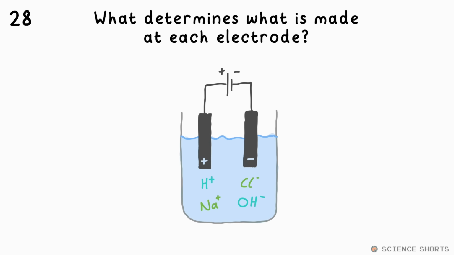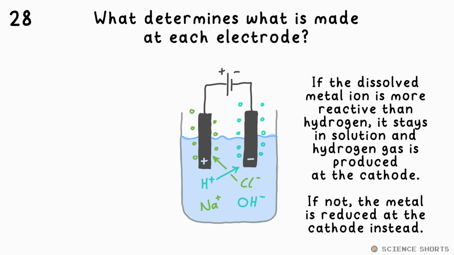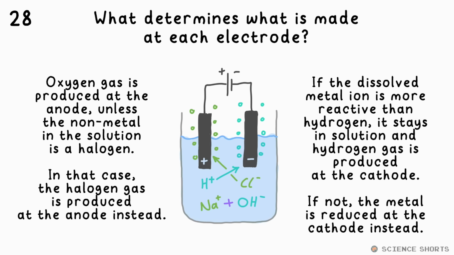Again, in electrolysis of solutions, what determines what's made at the cathode and anode? If the dissolved metal ion is more reactive than hydrogen, then it will stay in solution, and hydrogen is produced at the cathode. If less reactive, hydrogen stays in the solution and the metal is reduced at the cathode instead. It's generally oxygen that's produced at the anode, unless the non-metal in solution is a halogen, chlorine, bromine or fluorine. If that's the case, then they're produced at the anode instead and oxygen stays in the solution.